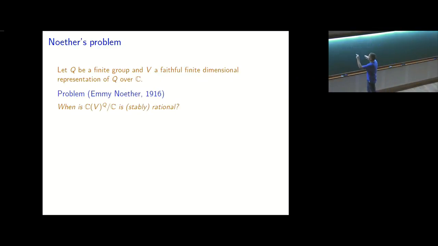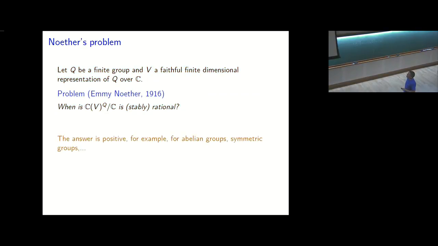Rational just means that this one is isomorphic to rational functions over C. This is what is called purely transcendental, the same thing. Noether already proved that the answer is positive for abelian groups and symmetric groups. Maybe I don't know if Noether did that; maybe Hilbert did that for symmetric groups.